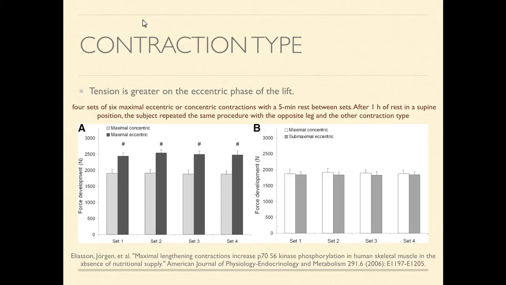Okay, if you match maximal concentric for less than maximal eccentric, so it's matched for the concentric load, force development is the same. So in other words, you can develop more tension with maximal eccentric than concentric.